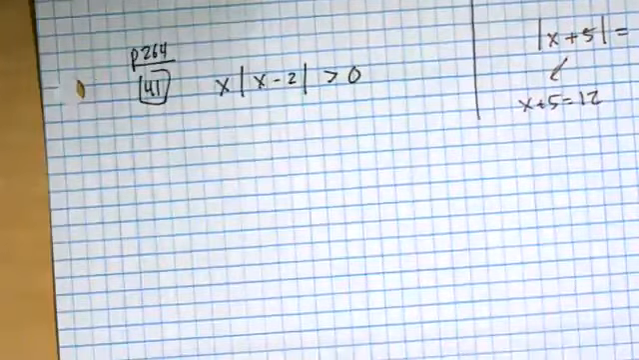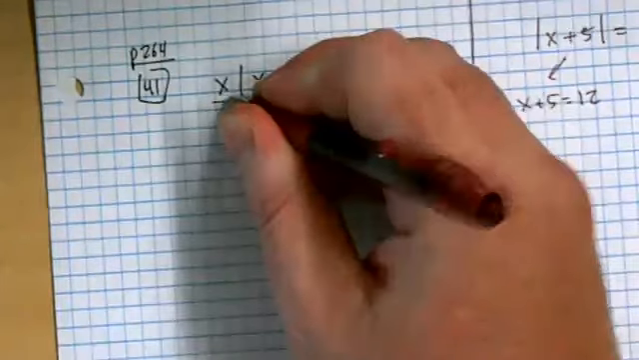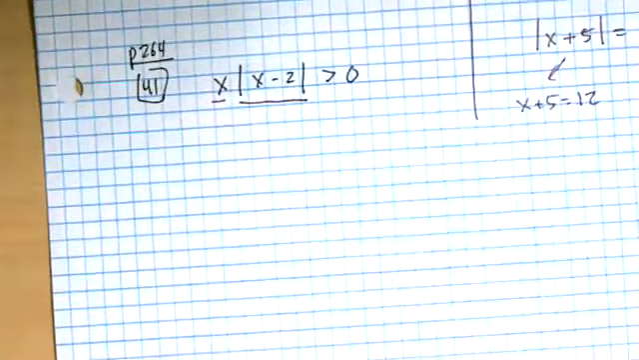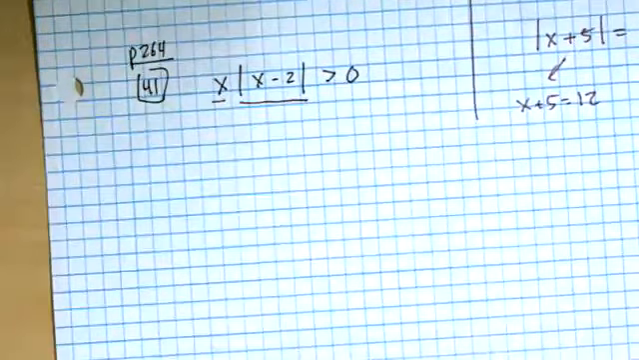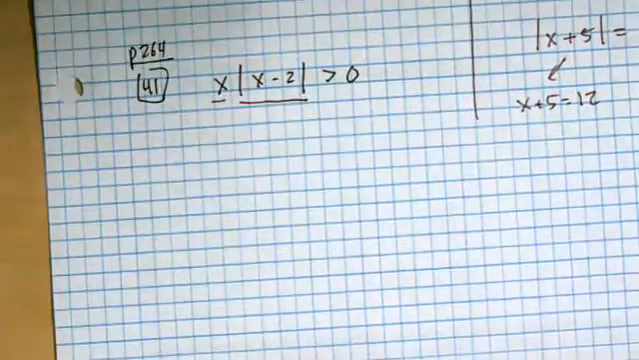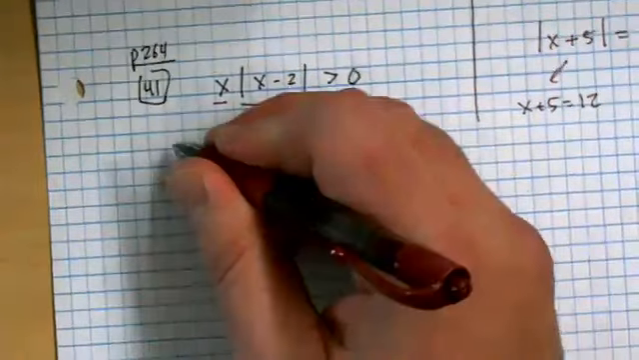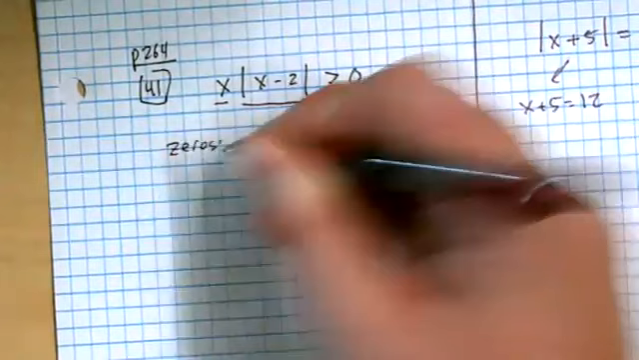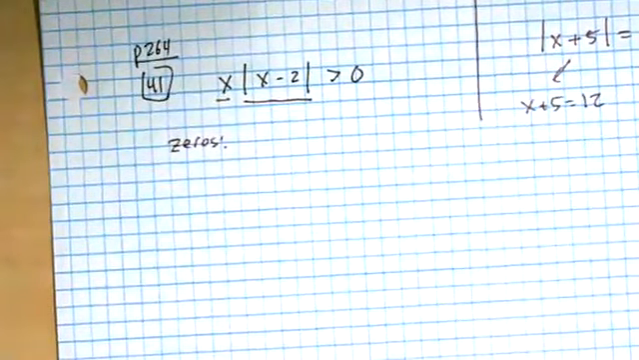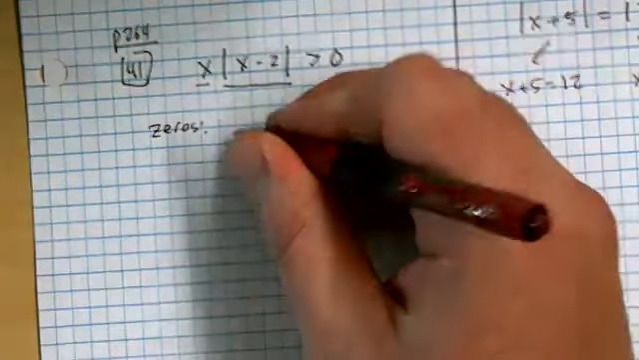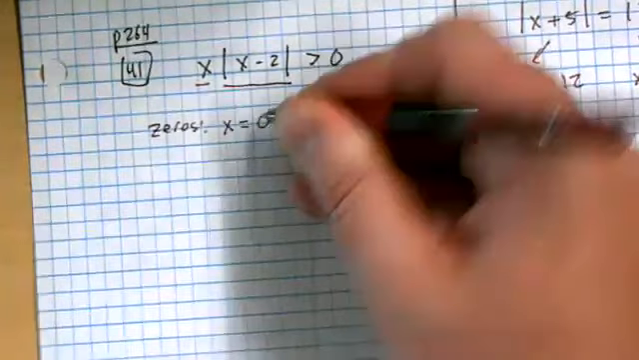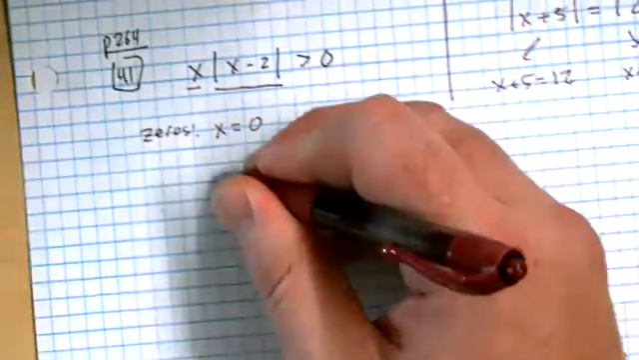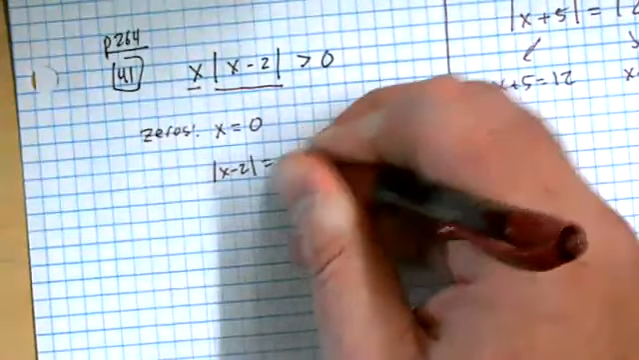We didn't do any examples where we had factors inside of square roots or absolute values, but nothing really changes. Just do the same stuff that we did. What we need in order to create our sign chart is zeros. So let's take each of these factors and set them equal to 0. x equals 0, and x minus 2 equals 0.